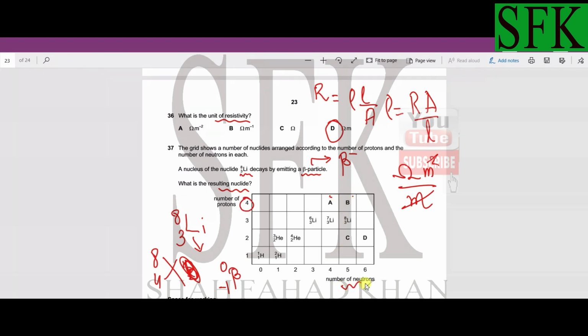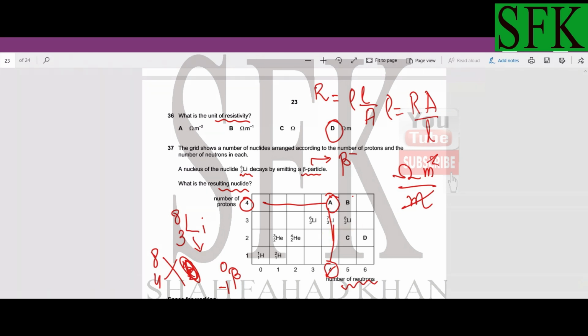What is the number of neutrons in there? 8 minus 4 is also 4. So 4 neutrons and 4 protons. So answer option A is correct. They both overlap over here at A. So answer option A is correct for 37 as well.